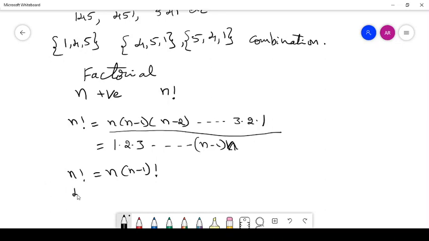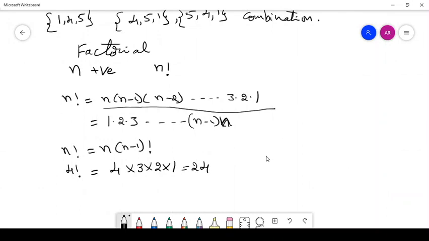For example, 4 factorial. You have to start with 4, then the next numbers 3 into 2 into 1. 4 into 3 into 2 into 1 is the 4 factorial. 4 3s are 12, 12 2s are 24, 24 1s are 24. So 4 factorial is 24. Next, 3 factorial is 3 into 2 into 1. 3 2s are 6, 6 into 1 is 6. So 4 factorial is 24 and 3 factorial is 6.